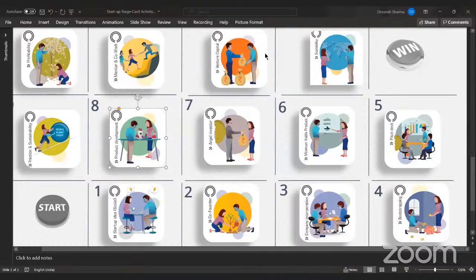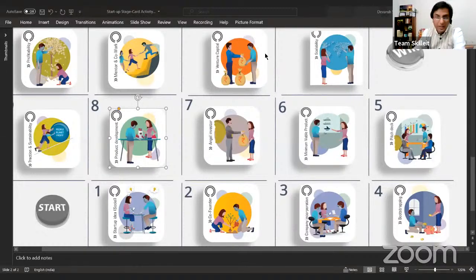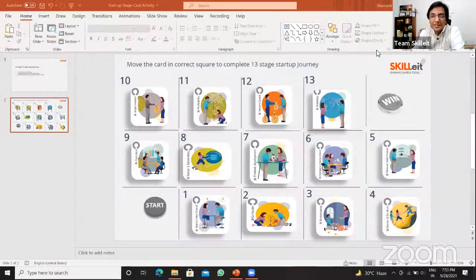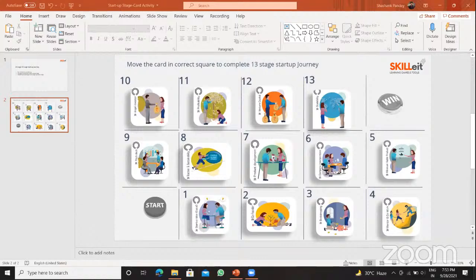So thank you, Devansh. I think now the last teammate. Yes, sir. Just a second. Go ahead, Shashank. Is my screen visible, sir? Yes, yes. Just a second, sir.